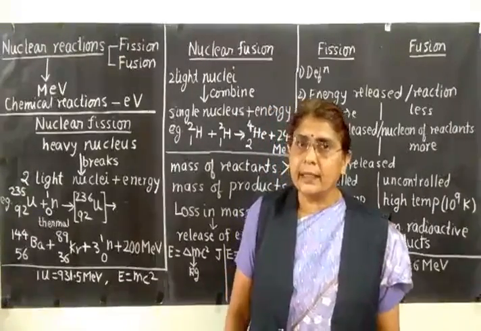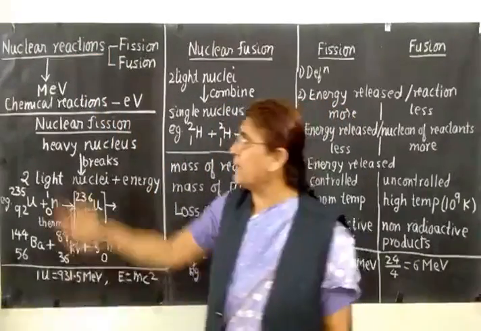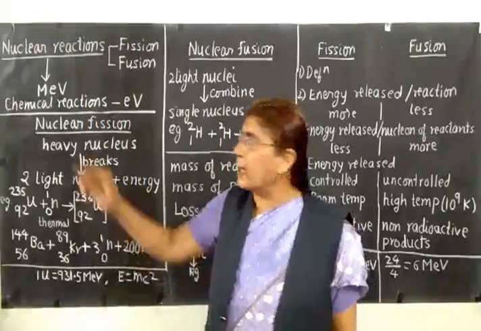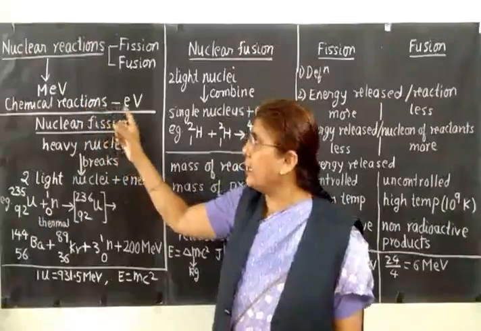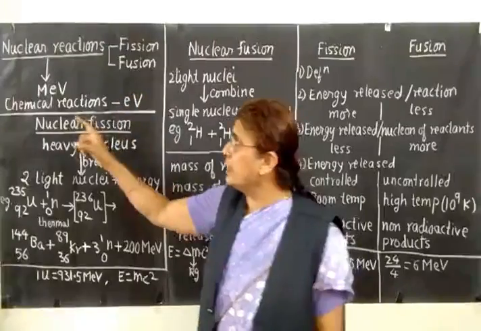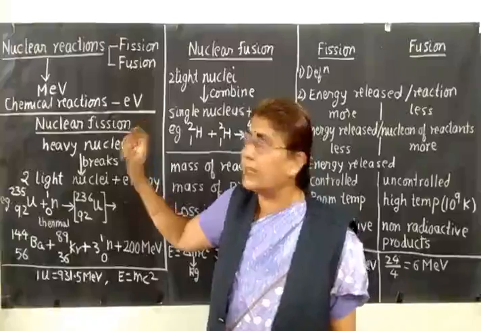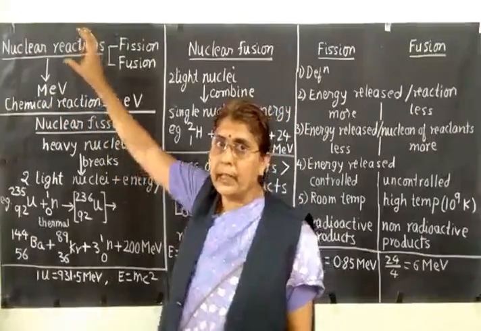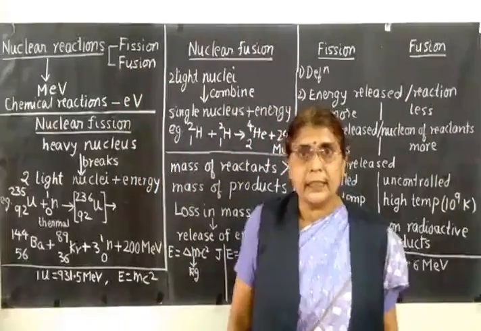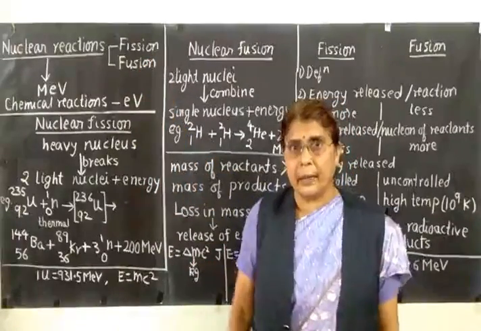Let us compare the energy released by the nuclear reactions with the energy released by chemical reactions like burning of coal or petroleum. Chemical reactions release energy in electron volts, whereas nuclear reactions release energy in MeV, mega electron volts. How many times is the energy greater? A million times more. So the energy released by nuclear reactions is a million times more than that released by chemical reactions. That is why these nuclear reactions are very important.